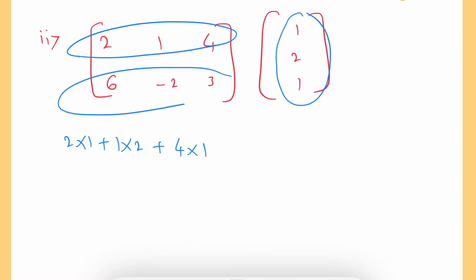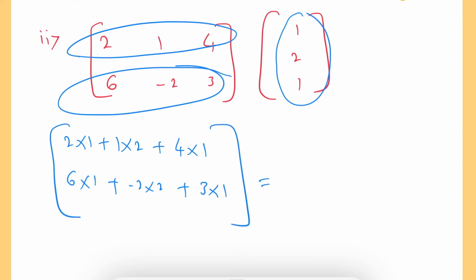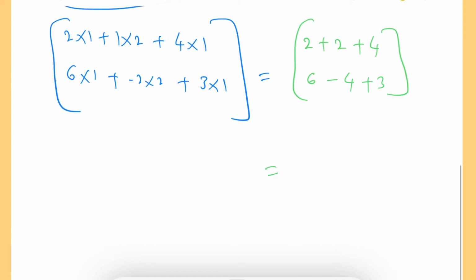Then second row also multiply with the column. 6 into 1 plus -2 into 2 plus 3 into 1. Now if we simplify this, 2 ones are 2 plus 2 ones are 2 plus 4 ones are 4. 6 ones are 6 minus 2 twos are 4 plus 3 ones are 3. Still if we simplify this, 2 plus 2 4, 4 plus 4 8, 6 minus 4 2, 2 plus 3 5. So 8, 5. This is the column matrix.